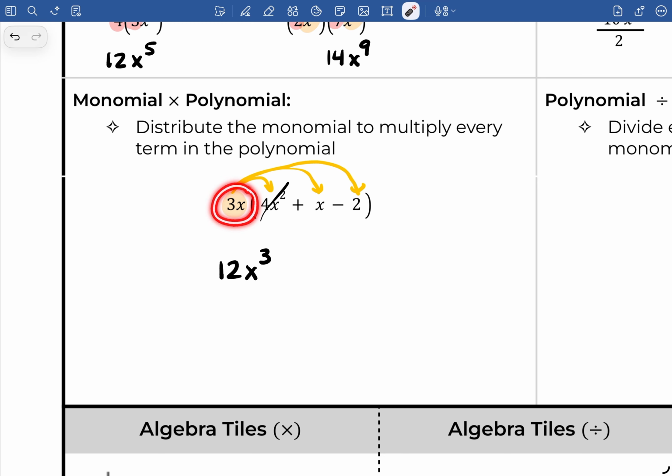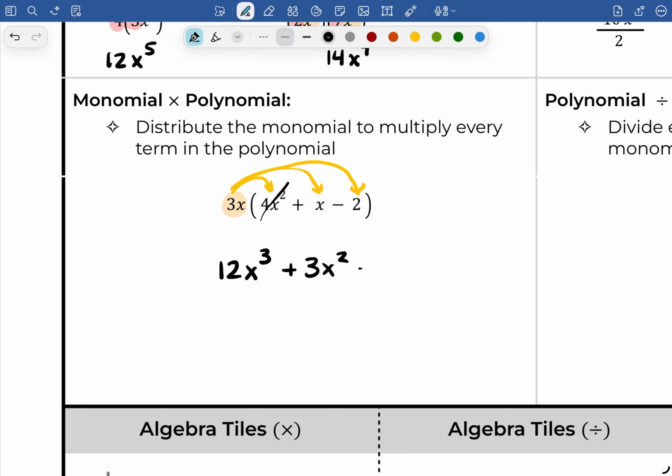And then we're just doing 3x times x, forgetting anything else there exists. So that'll be 3x squared. It's a positive 3, so we attach it with a plus sign. And then we can do 3x times -2, forgetting any of that stuff. And so that'll be negative 6x.